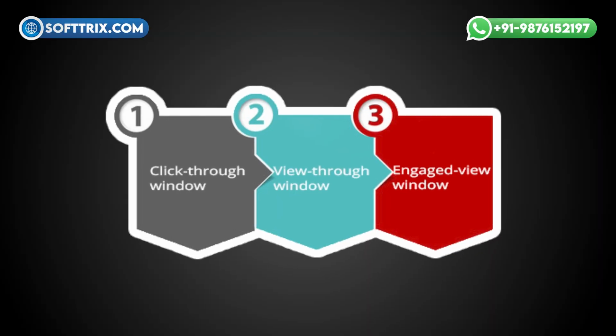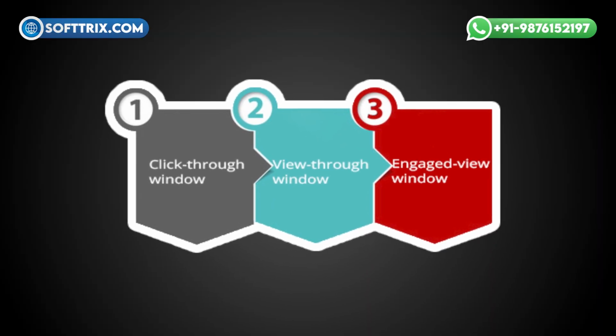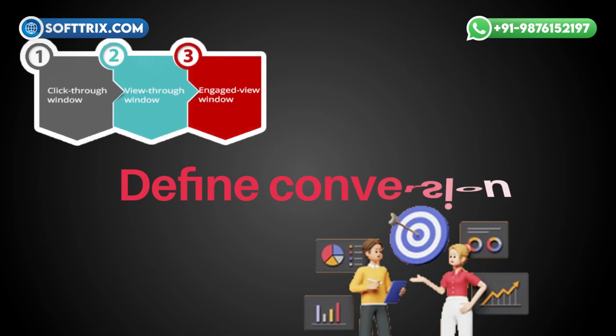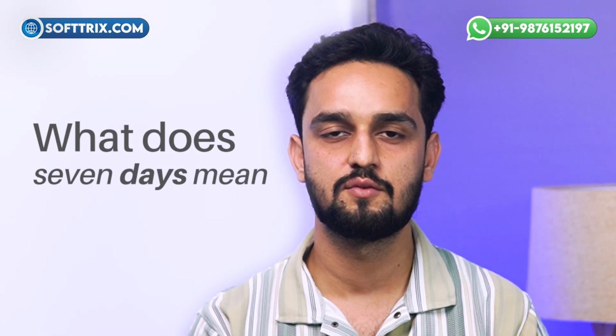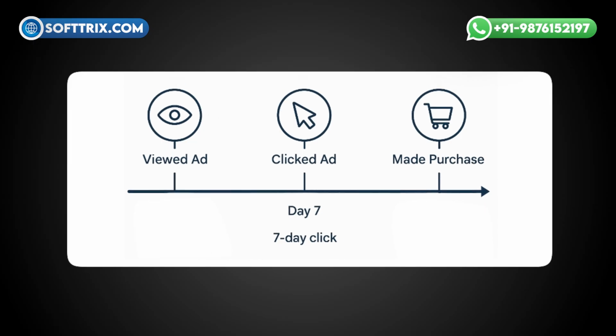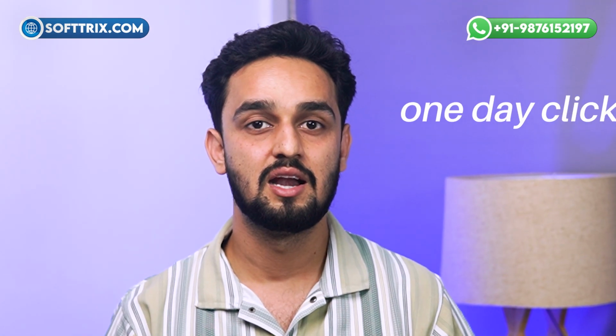So these are the 3 windows, basically these attributions, which will define your conversion in the FB ads account. Let me explain what 7 days means. 7-day click means a conversion is counted if the user clicks the ad and converts within 7 days. In the same way, 1-day click means a conversion is counted if the user clicks on the ad and converts within 1 day.